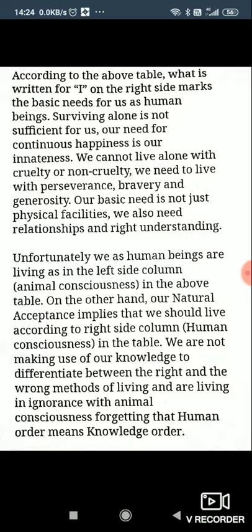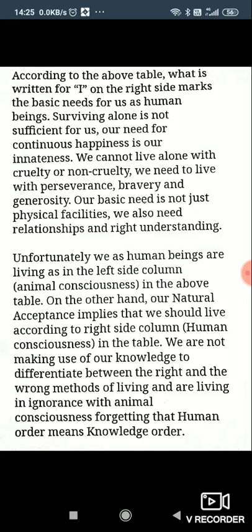Our basic needs are not just physical facilities. We also need relationships and right understanding. Unfortunately, we as human beings are living as in the left side column of the above table, animal consciousness. On the other hand, our natural acceptance implies that we should live according to the right side column, human consciousness.